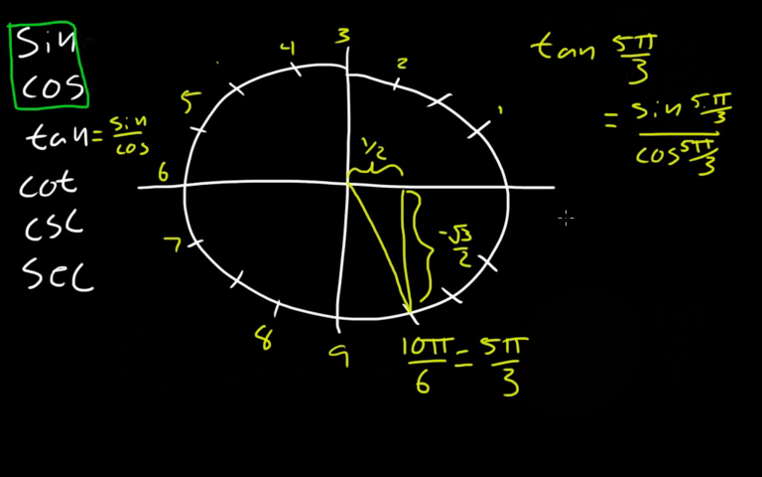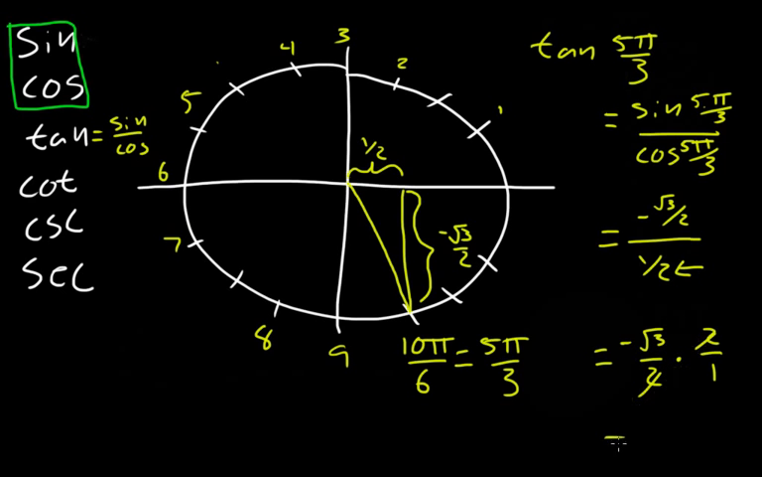All right, so now sine of 5 pi over 3 is negative root 3 over 2. This is going to be divided by cosine of 5 pi over 3, which is 1/2. And we remember the rule of division: you multiply by the reciprocal. So this is going to be negative root 3 over 2 times 2 over 1, because we flipped the bottom number. So the 2's cancel out, and your answer is negative root 3. So tangent of 5 pi over 3 is negative square root 3.